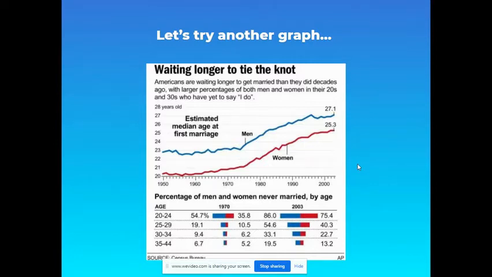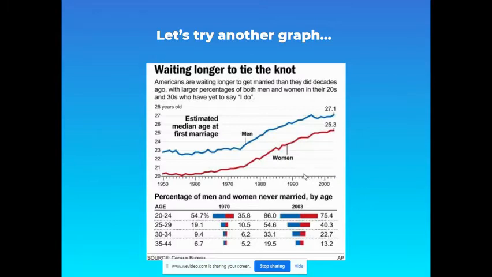Let's try another graph. Check out this one. It says, waiting longer to tie the knot. Americans are waiting longer to get married than they did decades ago, with larger percentages of both men and women in their 20s and 30s who have yet to say, I do. So we have age from about 20 to 28 years old, right? That's the span they're looking at. Here's 1950, 1960, 1970, 1980, 1990, 2000.